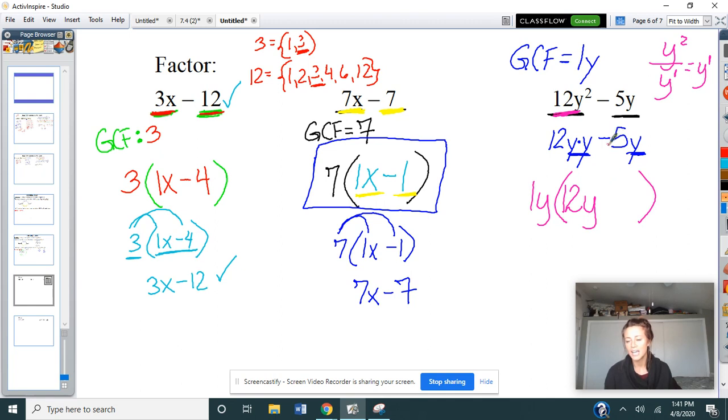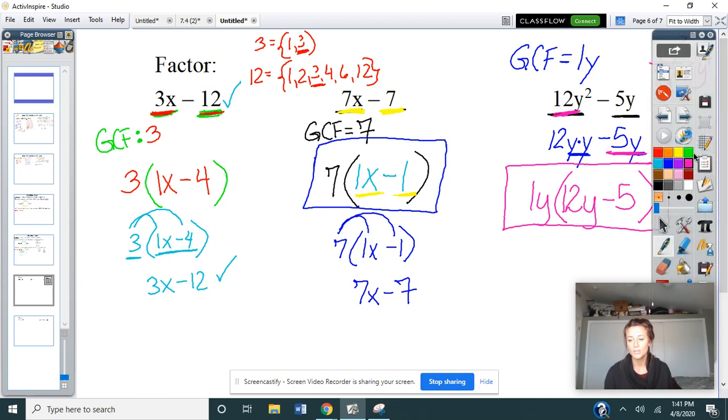And then for this one, we're dividing. Negative 5y divided by 1y: negative 5 divided by 1 is negative 5. And then we have a y here, but we're factoring out the y. So we're left with no y's here. We took it out, just one of them. So this is my final answer.